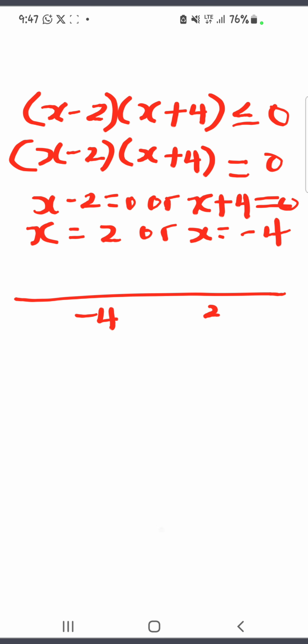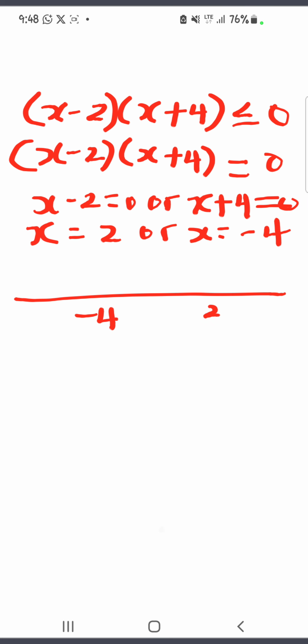So what do we do next? You are going to confirm some things here. Start from the left hand side. Pick any number around this part. Every number here is less than minus 4. Do you understand? So pick any number that is less than minus 4. Minus 5, minus 6, minus 7, minus 8, minus 9, minus 10, and so on. They are all less than minus 4.